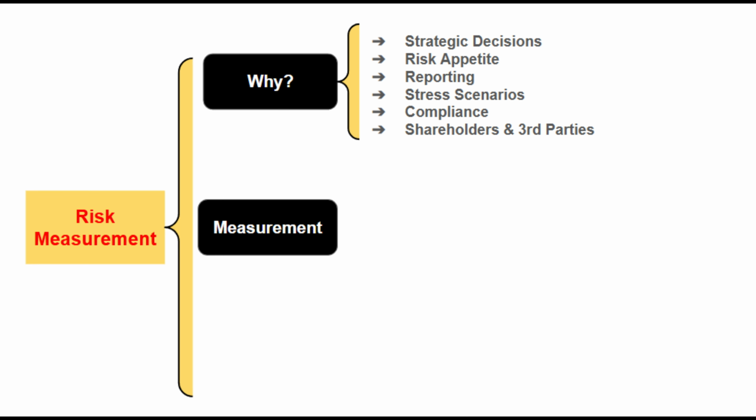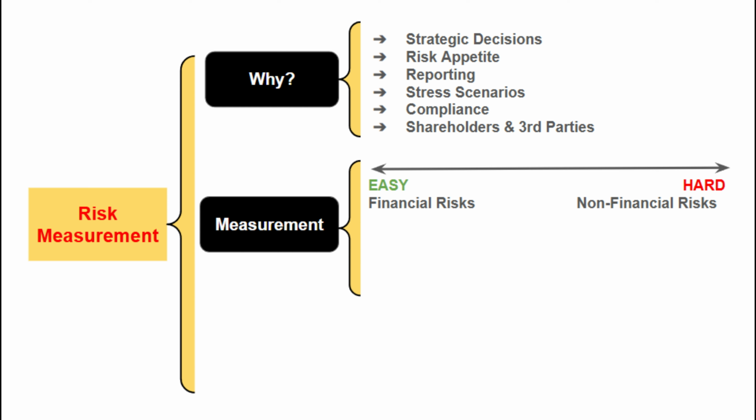But measuring risk is not always an easy task, particularly when looking at different risk types. The ability to measure risk varies considerably by risk type. One way to visualize this is to place risk type on a scale from easiest to measure to hardest to measure. Some financial risks, such as credit, market, and liquidity risk, are relatively easy to measure. On the other hand, some non-financial risks, such as operational risk, are far more difficult to measure.